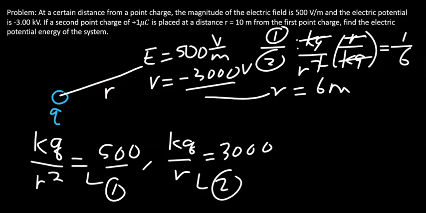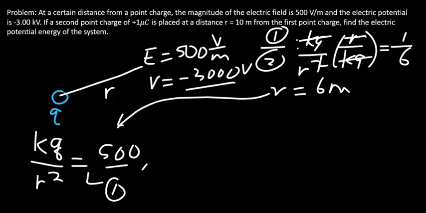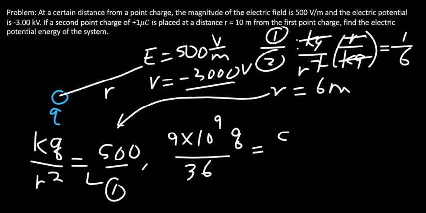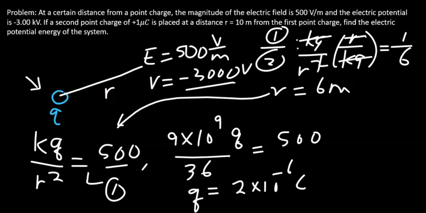Substituting R in, we can get Q. And how do we do that? K is 9 times 10 to the power 9 in SI units. Q we don't know, over R squared, so 6 squared, so that is 36, equals 500. And you can determine the strength of this negative charge. After doing the calculation, the strength is found to be 2 times 10 to the power minus 6 coulomb, or 2 microcoulomb. Of course, to be more accurate, it has to be a negative charge. So Q is minus 2 microcoulomb.